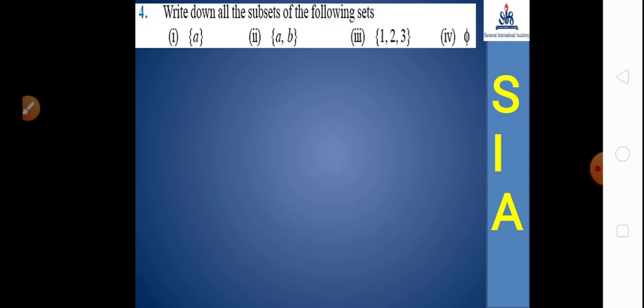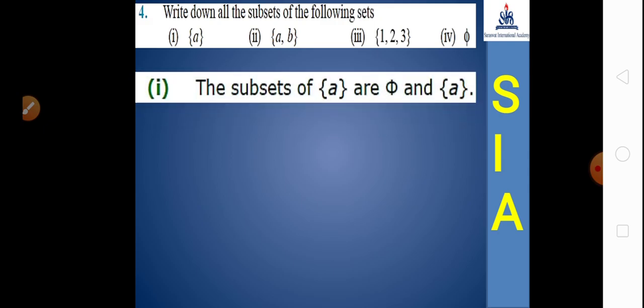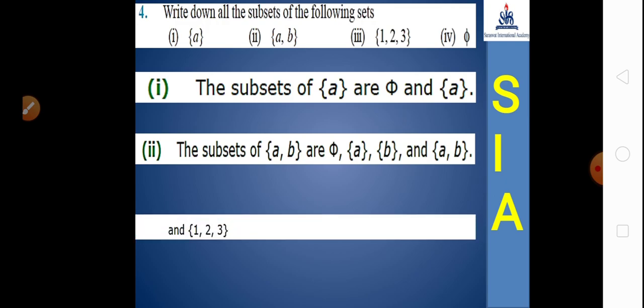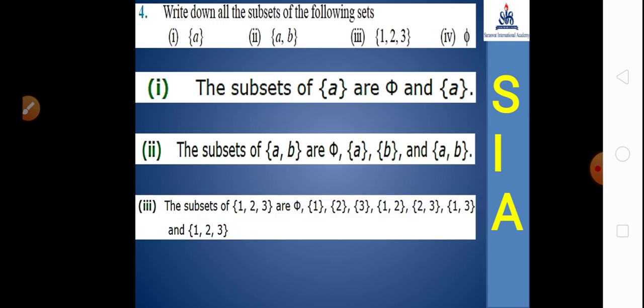Write down the subsets of the following. For subsets, you know the formula, 2 raised to n. So for {A}, one is the null set and the other is {A}, both are the two subsets. Second, {A, B}. So there are four subsets: the null set, individual A, individual B, and the combined {A, B}. Next, one more, {1, 2, 3}. So there are eight total subsets. Null set first, individual 1, individual 2, individual 3. Now two-two pairing: {1, 2}, {1, 3}, {2, 3}. And last pairing up to {1, 2, 3}. So in total you counted, there are eight subsets.